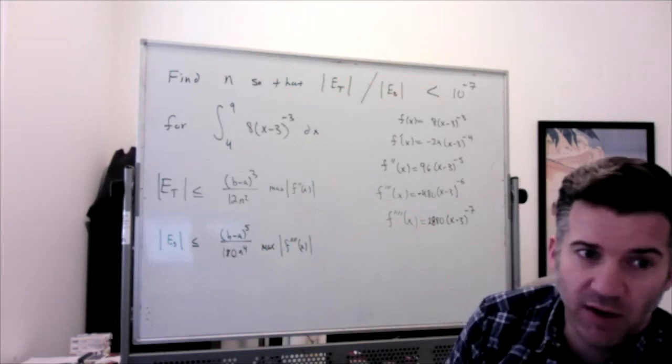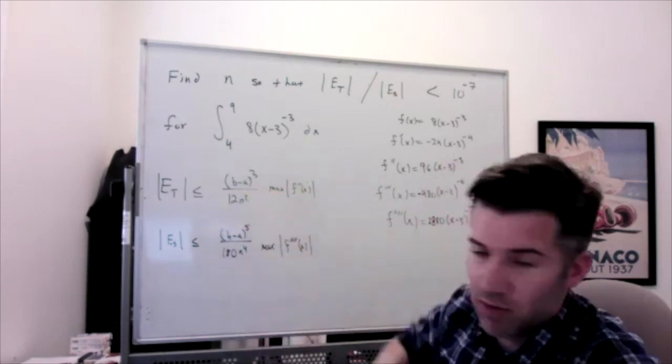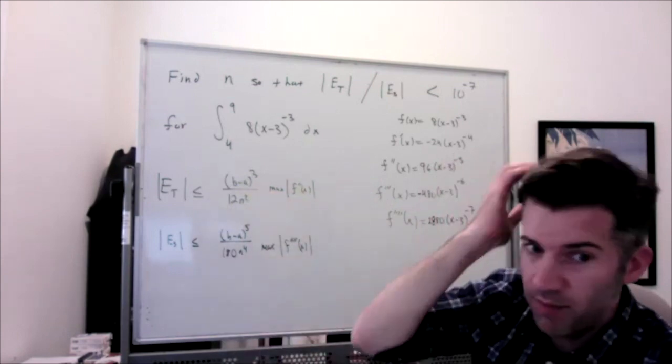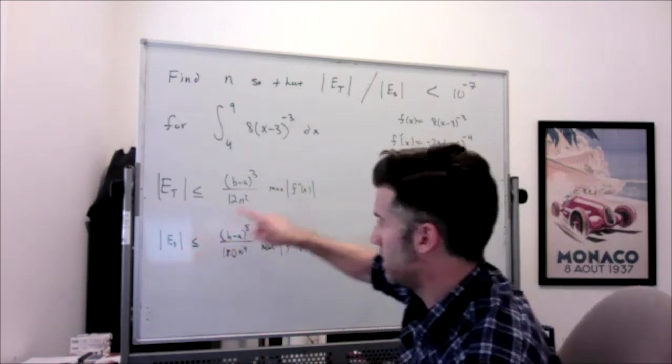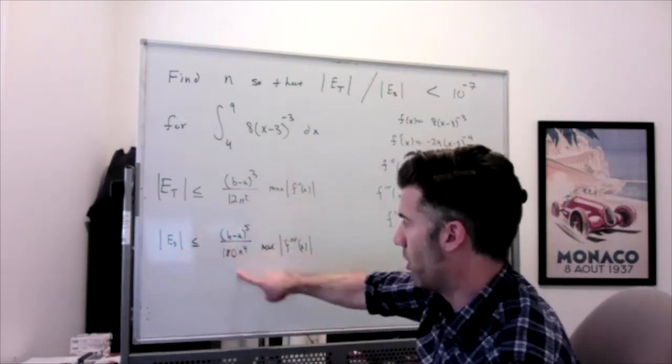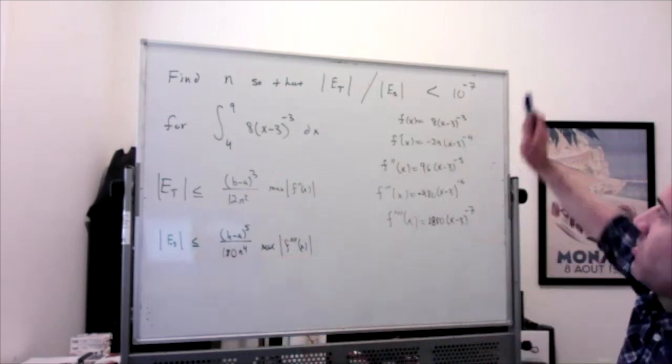And so then I've written up the trapezoid error formula. The error is less than or equal to (b minus a) cubed over 12n squared times the max of the absolute value of f double prime. And for Simpson's rule, it's less than or equal to (b minus a) to the fifth over 180 n to the fourth times the max of the fourth derivative. And here are the derivatives of our functions.